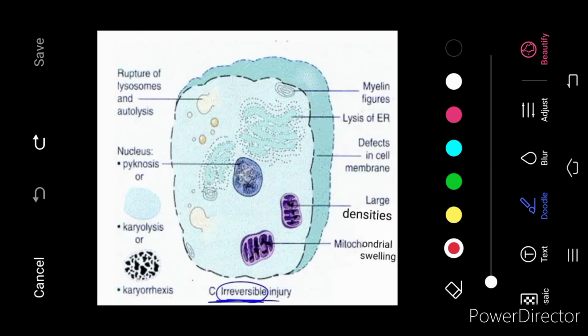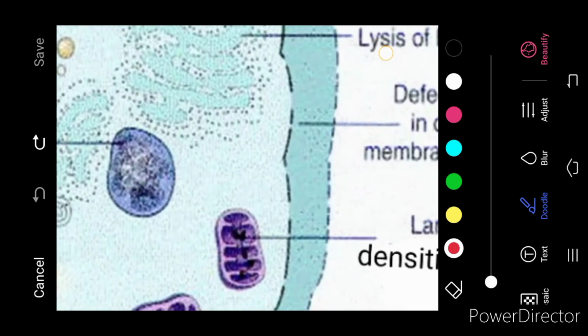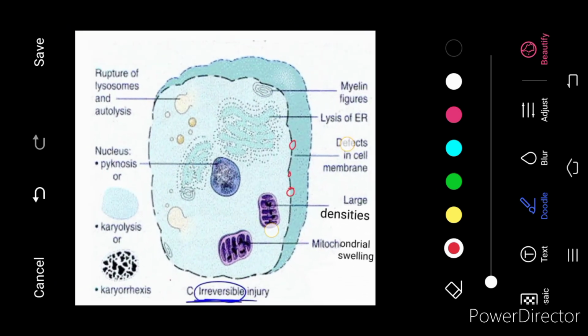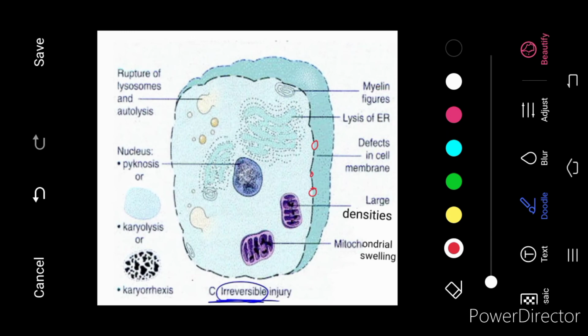Now let's see the figure of irreversible cell injury and compare its characteristics with that of reversible cell injury and a normal cell. So first, here we can see that there is no cellular swelling of the cell. Instead, there is shrinkage of a cell, and this shrinkage is due to the holes or gaps in the cell membrane. So the cell membrane here is not intact.